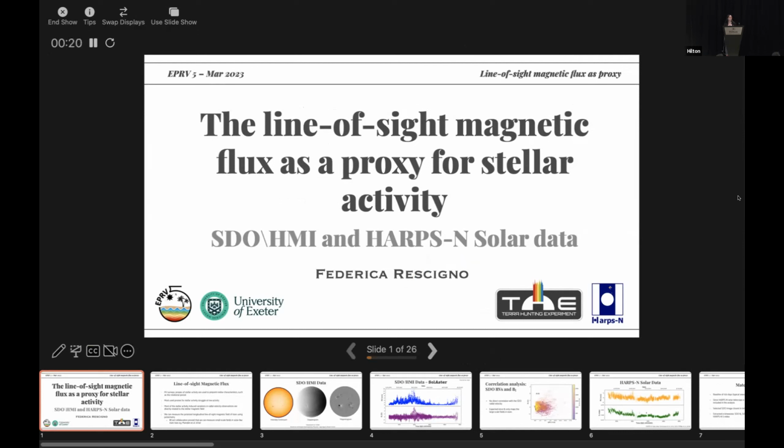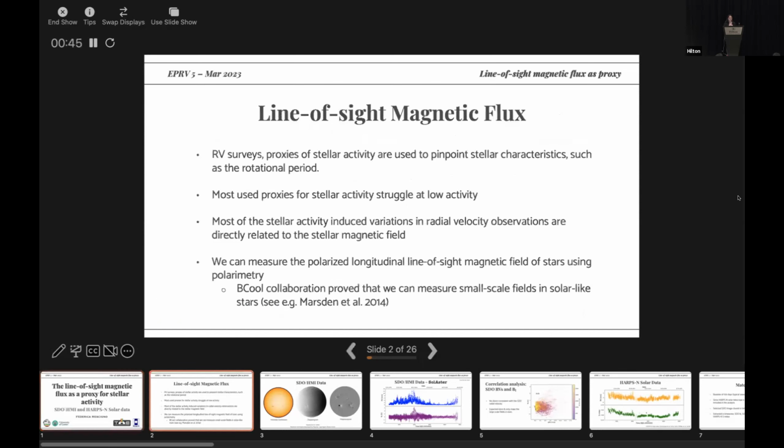Today I will be talking about the line of sight magnetic flux as a proxy for stellar activity, and in particular as a proxy for stellar activity for magnetically not so active stars like the sun. This work has been done as part of the Terra Hunting Experiment Polarimetry team and in collaboration with the HARPS-North Solar team. Now, let's get the basics out of the way.